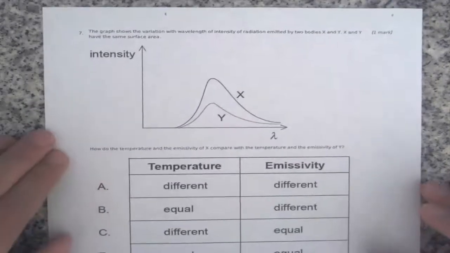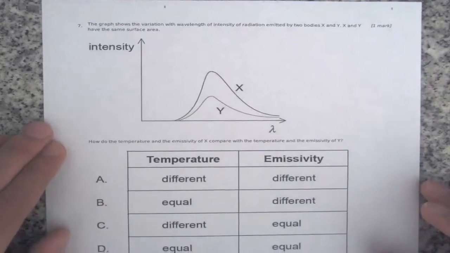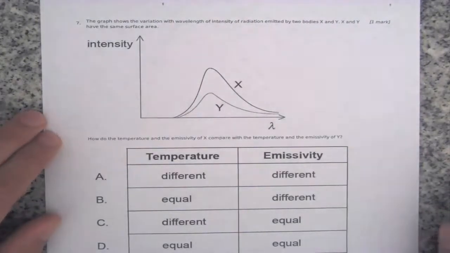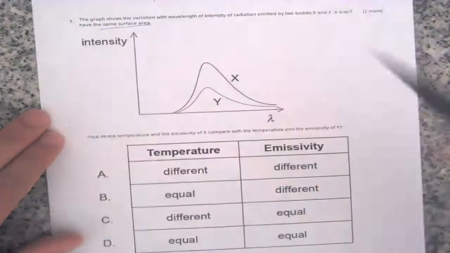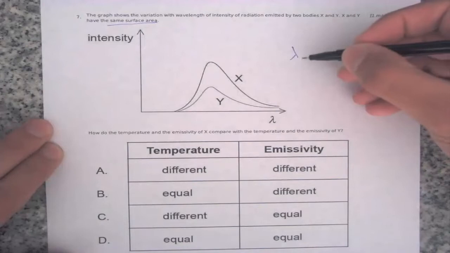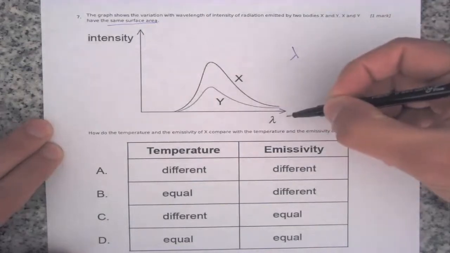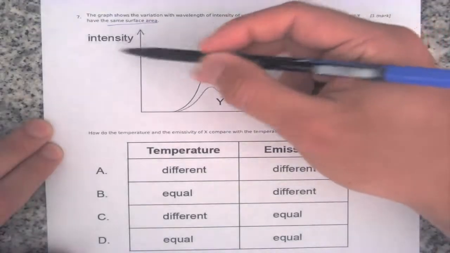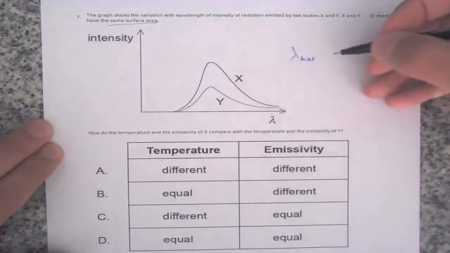Number 7. The graph shows the variation with wavelength of intensity of radiation emitted by two bodies X and Y. X and Y have the same surface area. This is important. How do the temperature and the emissivity of X compare with the temperature and the emissivity of Y? Now what we're looking at here is to compare wavelength, because we have on one axis wavelength, with the temperature, and also compare the intensity, so the power, with the emissivity.